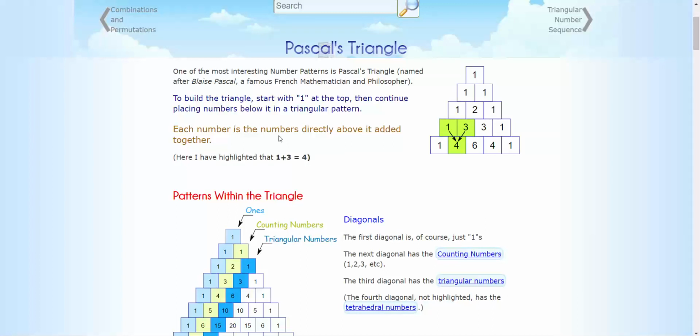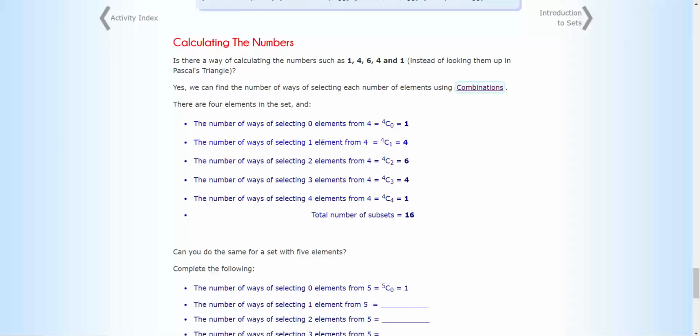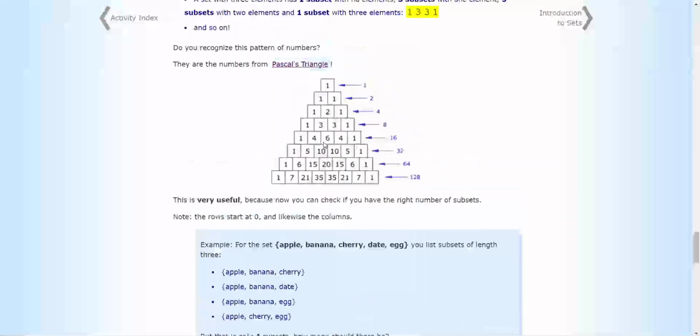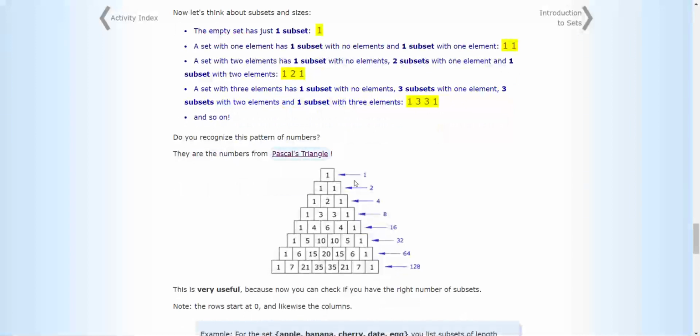Pascal's triangle serves several purposes. It's not only about the number of combinations; it can serve various purposes. We could look into it, but first let's visit something really quick. So we have here how Pascal's triangle actually works.